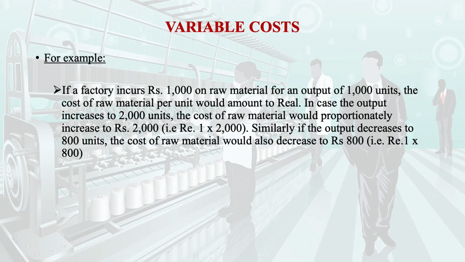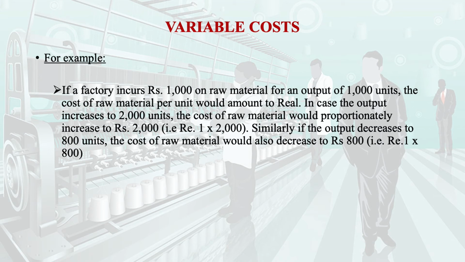If I take an example to clearly explain, if a factory incurs rupees 1,000 on raw material for an output of 1,000 units, the cost of raw material per unit would amount to, that is 1,000 divided by 1,000, that is 1 rupee.